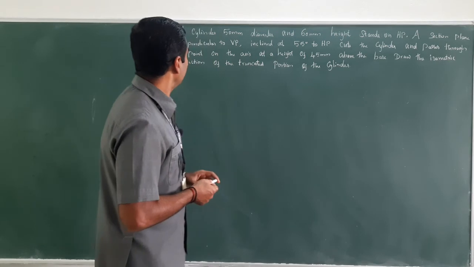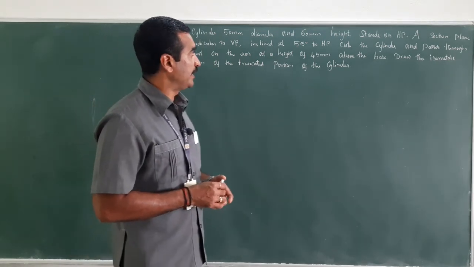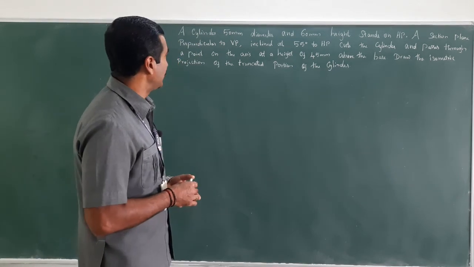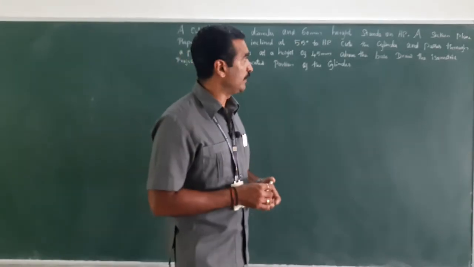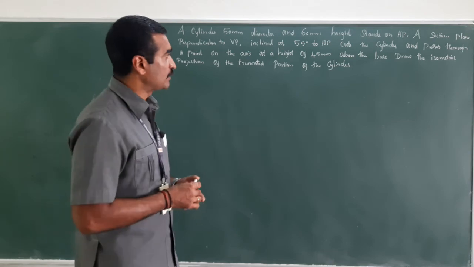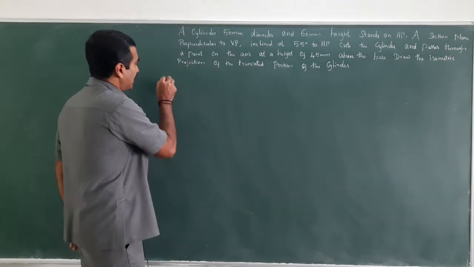A section plane which is perpendicular to VP and inclined at 55 degree to HP cuts the cylinder and passes through a point on the axis at a height of 45 mm above the base. Draw the isometric projection of the truncated portion of the cylinder. Right. So the given data.